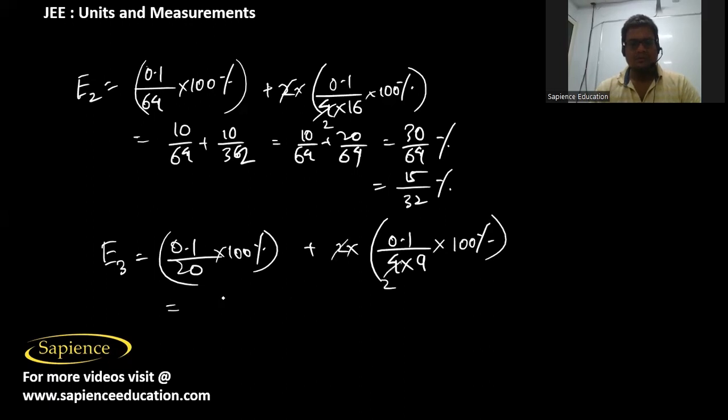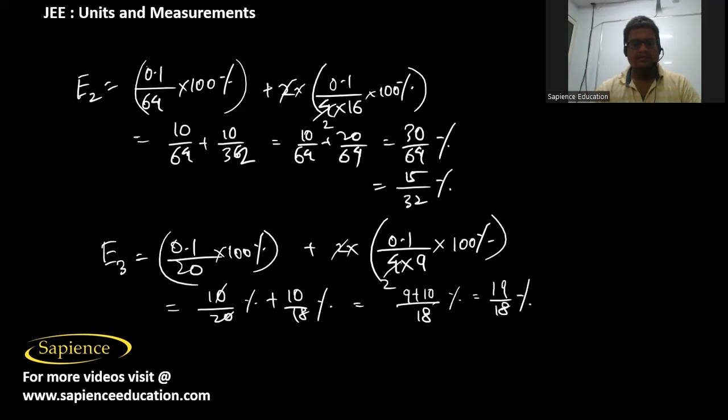So this will be equal to, 2 fours are 8, so this will be 10 by 20% plus this is 10 by 18%. So this will be equal to 1 by 2 plus 10 by 18, that is 18 is the LCM. 2 nines are 18, 9 plus 10, that is equal to 19 by 18%. 19 by 18%, which is 1 point something. So it is more than 1%.